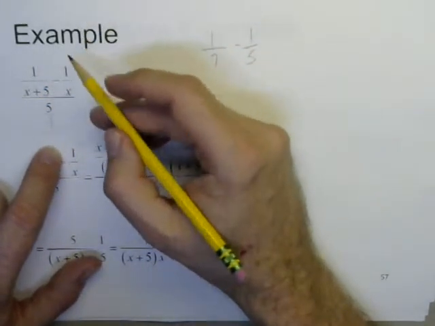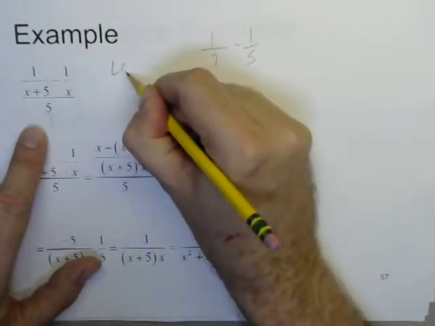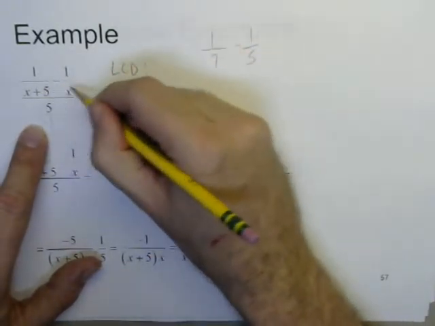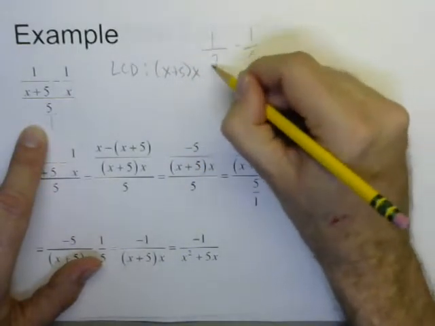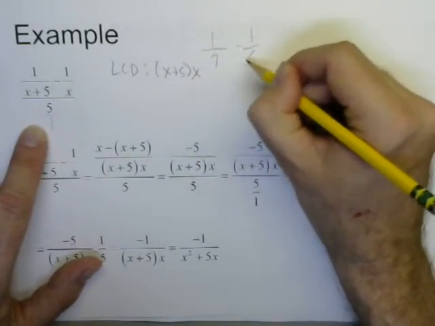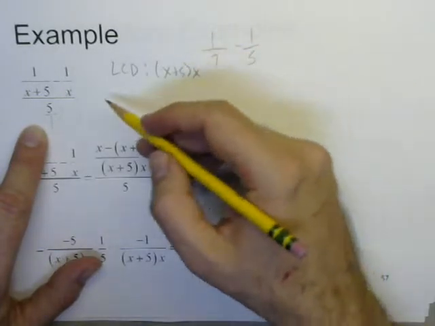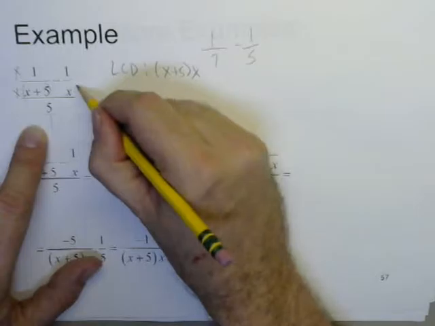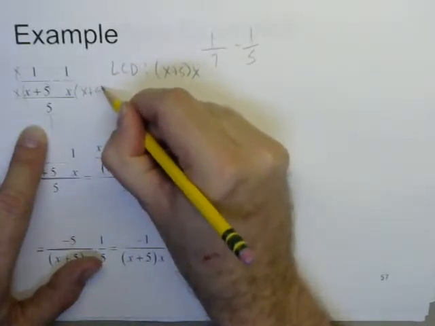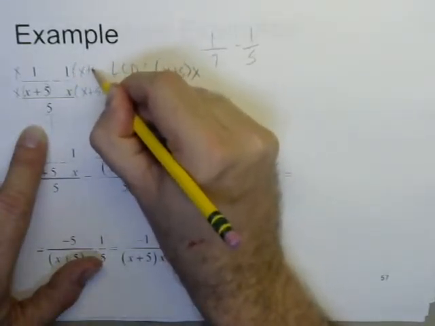multiplying by 5. So it turns out that the LCD for the top in this case will be x plus 5 times x, just like the LCD here for this would be 7 times 5, not just 7. So I need to multiply on the top and the bottom here by x, and I need to multiply on the top and the bottom here by x plus 5.